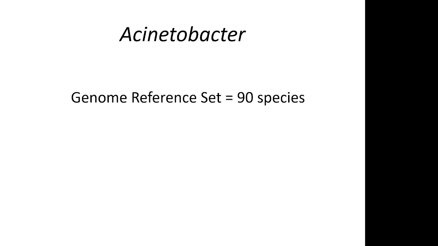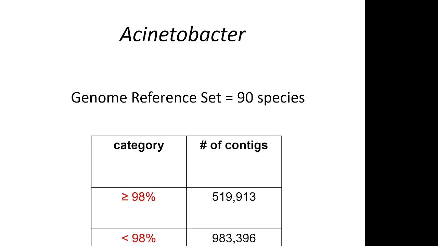So I'm going to show you results for 3 genera. One of them is Acinetobacter, as I said previously. The genome reference set has 90 species. And in terms of contigs classified, we were able to classify almost 520,000 contigs with at least 98% similarity with a member of the GRS, whereas almost 1 million contigs had to go through the bottom part of the pipeline that I showed you for additional processing.